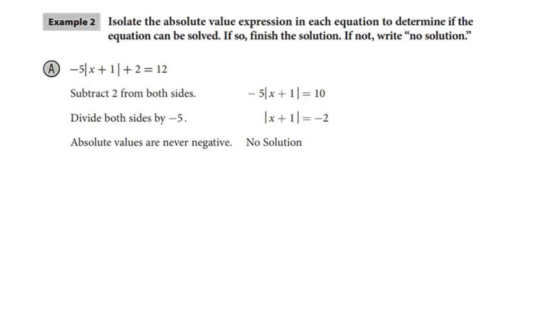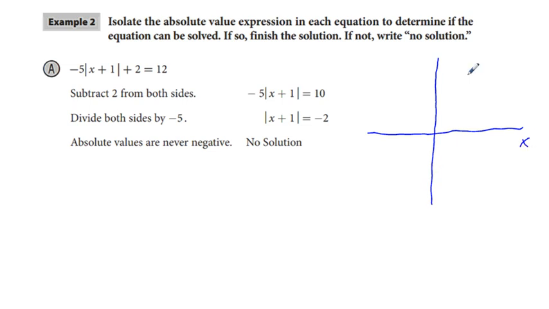Let's go work out some problems. Here we have an example 2a. We subtract, so we have this equation here, subtract 2, we get this, we divide by -5, we get the absolute value of quantity x plus 1 equals -2. We have no solution.